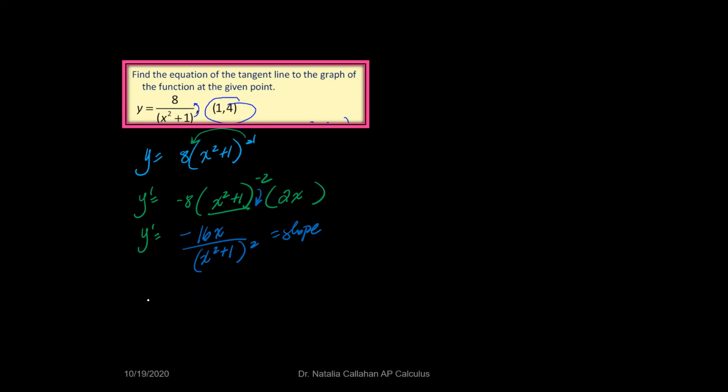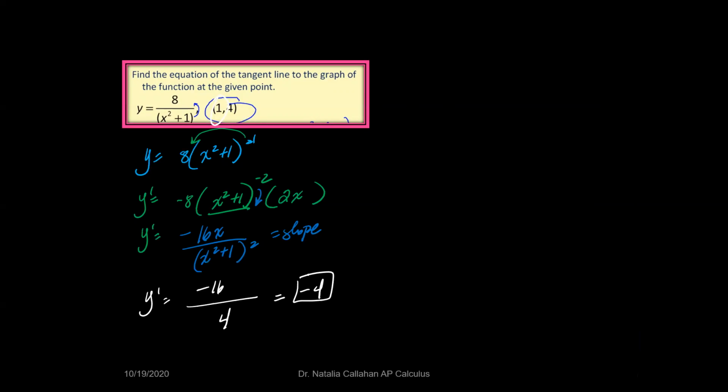Now you can find your slope because you are given the x value, which is 1. So -16 times 1 is -16. 1 squared is 1. 1 plus 1 is 2. 2 squared is 4. So your slope is -4.